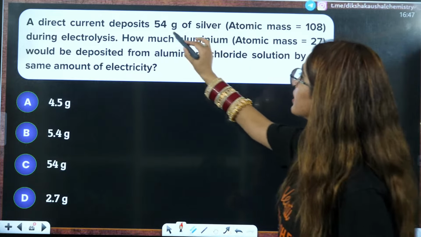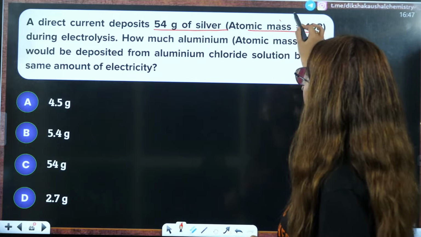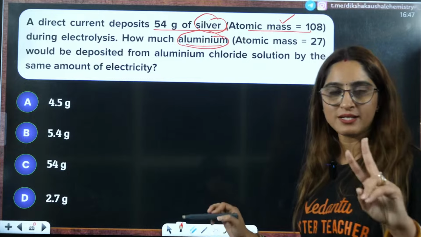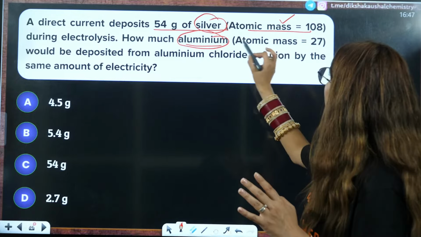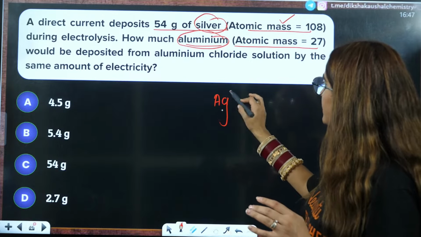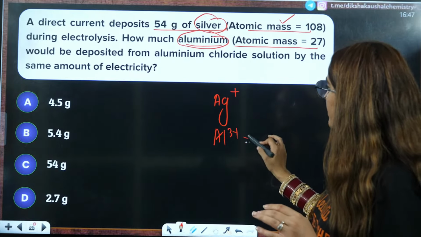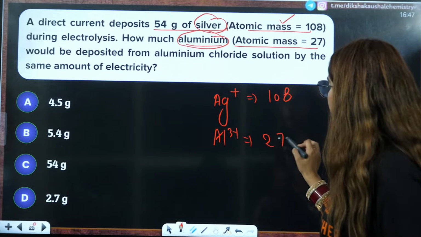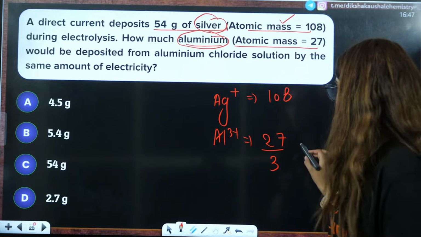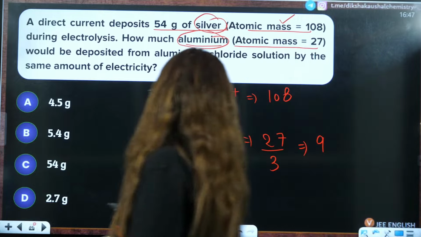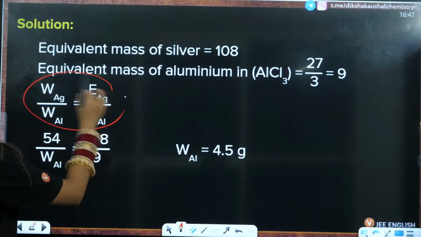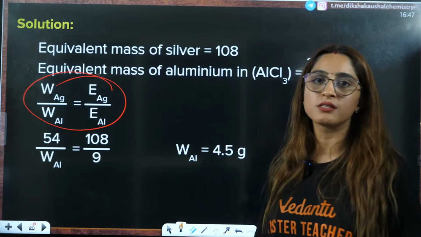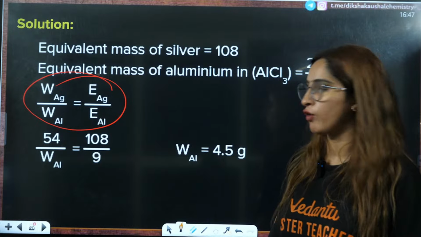A direct current deposited 54 gram of silver, atomic mass is given to you, during electrolysis. How much aluminium? So whenever you have two elements here, that means we are talking about Faraday's second law. Atomic mass of both is given. So silver is Ag, aluminium is Al3 positive. Ag has n factor 1, so 108 is the equivalent weight. Al3 positive will have 27 by 3 as the equivalent weight, that is going to be 9. Okay, so just apply this law here, that is, the ratio of weights of two metals is equal to the ratio of equivalent weights of two metals.